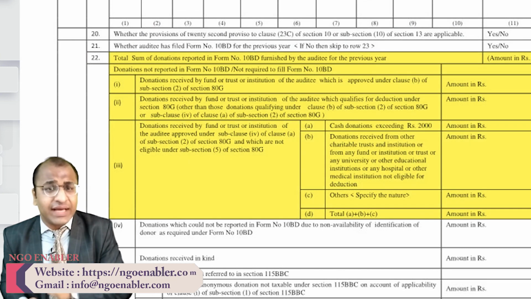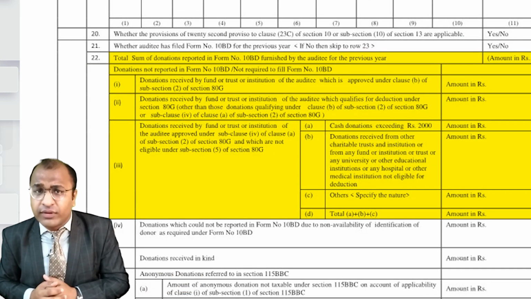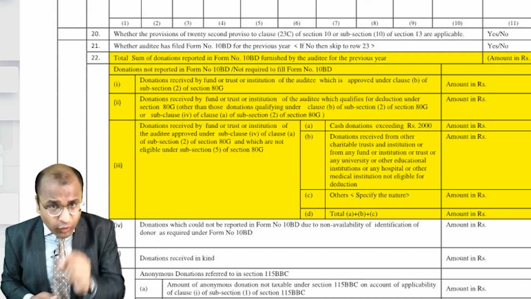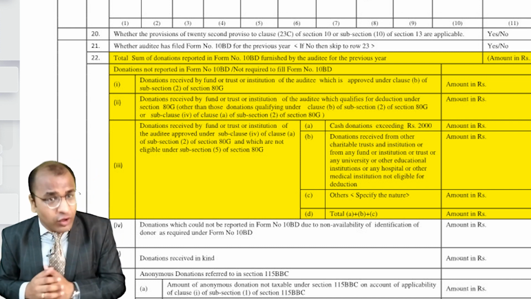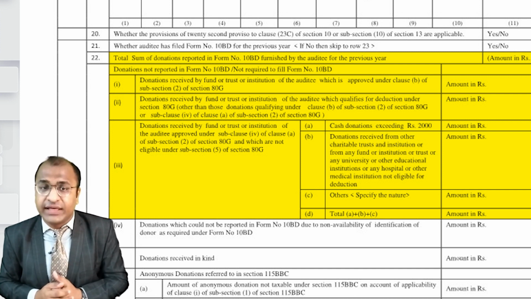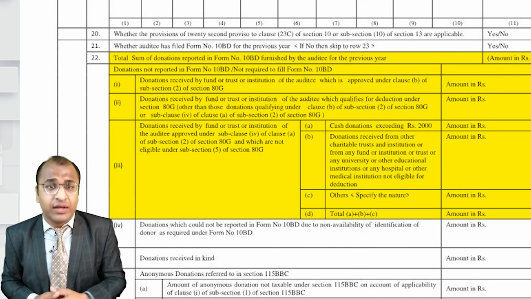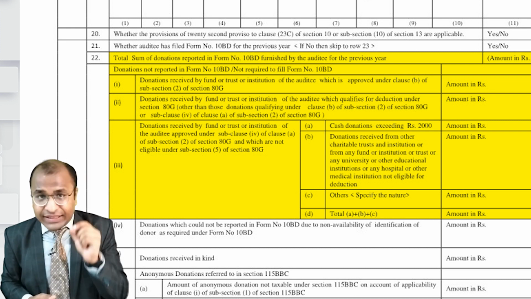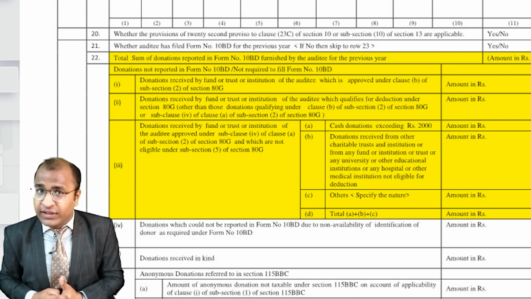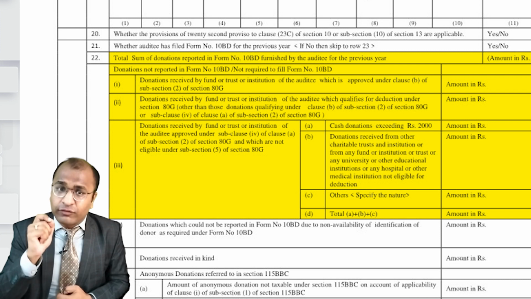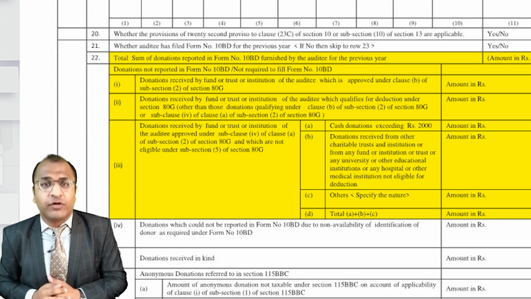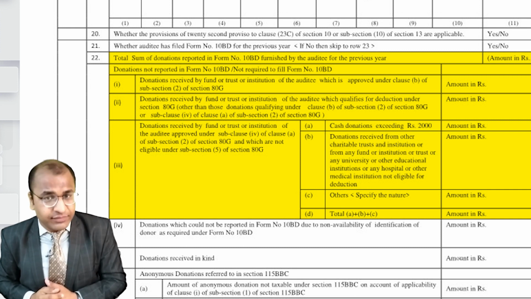Another most important additional reporting included in form number 10B for the auditors is to fill the appropriate column for reason of not furnishing any particular donation in form number 10BD, if applicable.